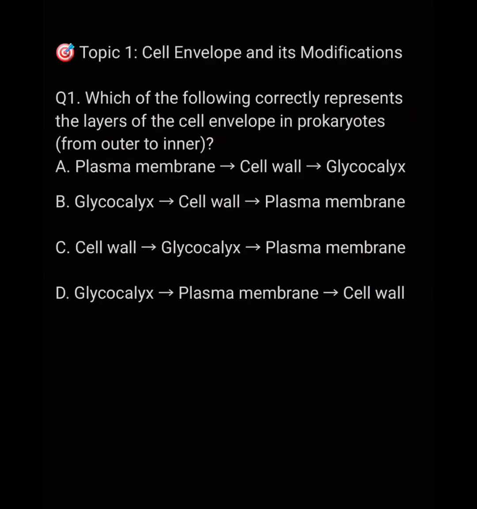Here are a few questions based on the cell envelope and its modifications, ribosomes and inclusion bodies. Question number 1. Which of the following correctly represents the layers of the cell envelope in prokaryotes from the outside to the innermost? We all know that the outermost layer is the glycocalyx, followed by the cell wall, and the innermost layer is the plasma membrane. Option B.